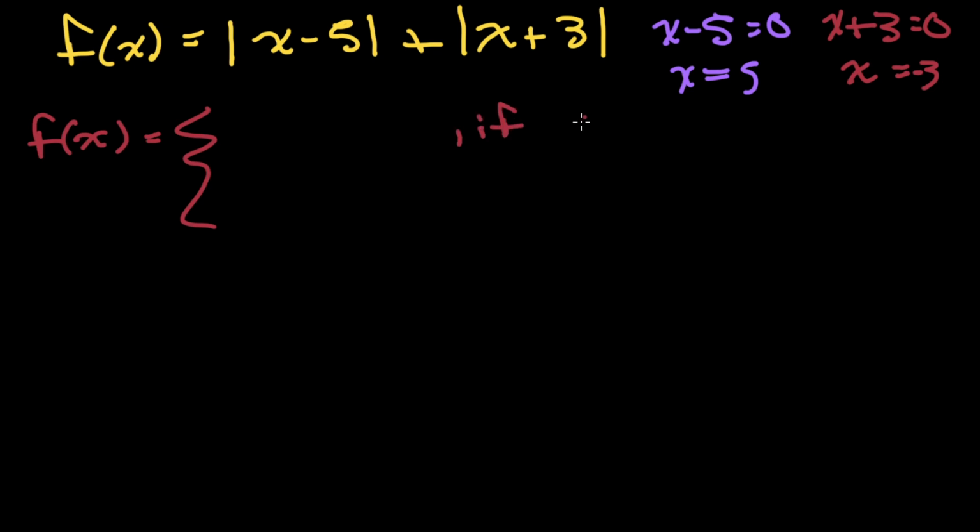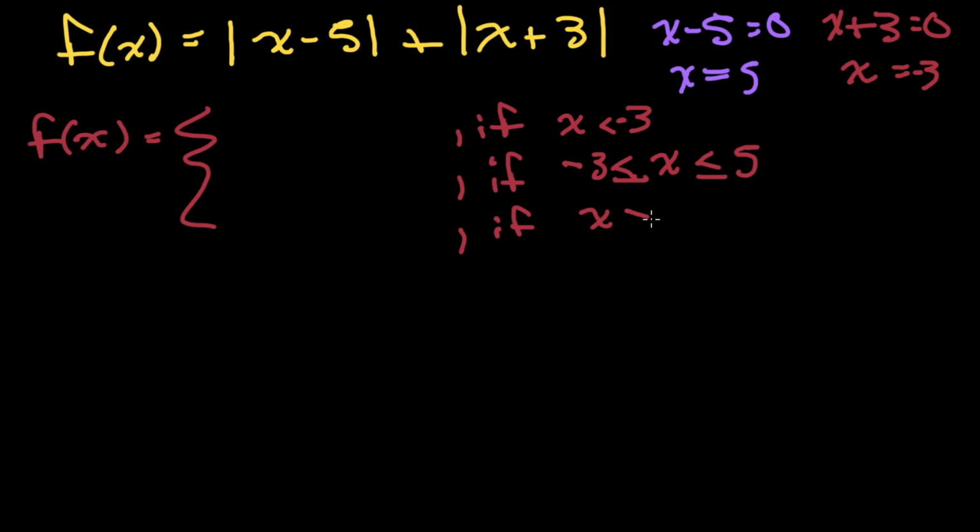So we're going to say if x is less than negative 3 is going to be one term. If negative 3 is less than or equal to x, which is less than or equal to 5. And last one, if x is greater than 5.